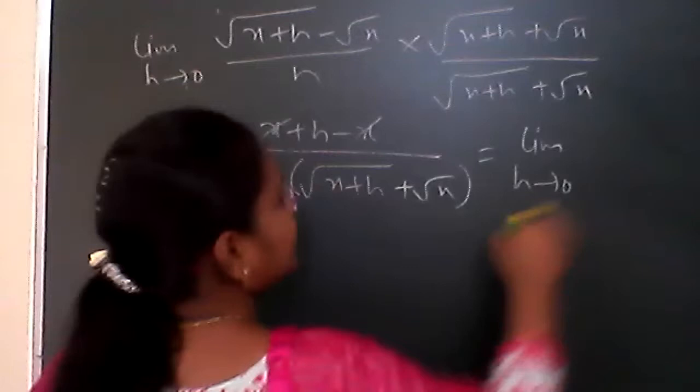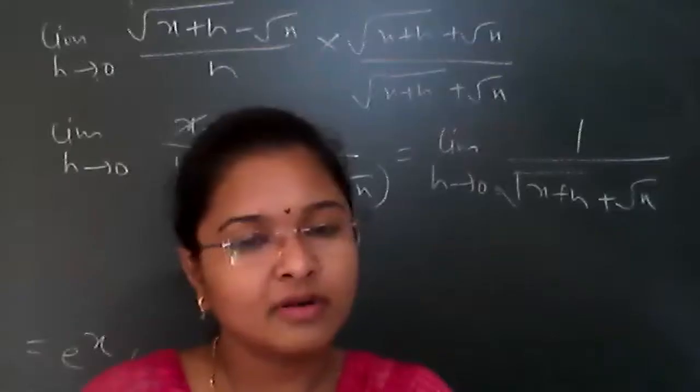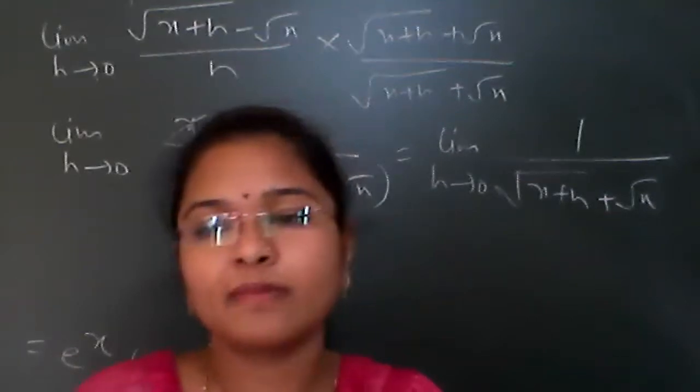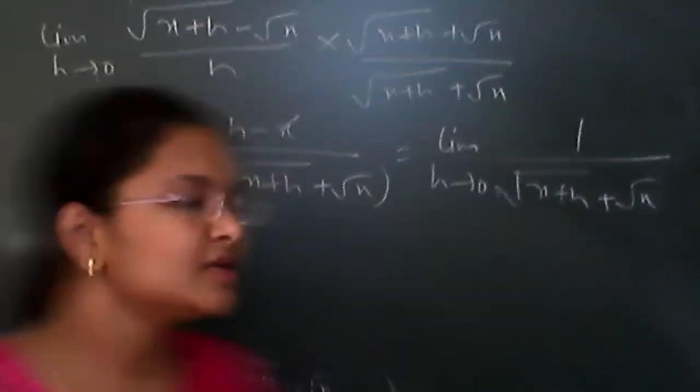Now student, here h is tending to 0. So if we put h as 0 in the denominator, we are getting root x plus root x only. What is root x plus root x? 2 root x. So the limiting value will be 1 upon 2 root x.